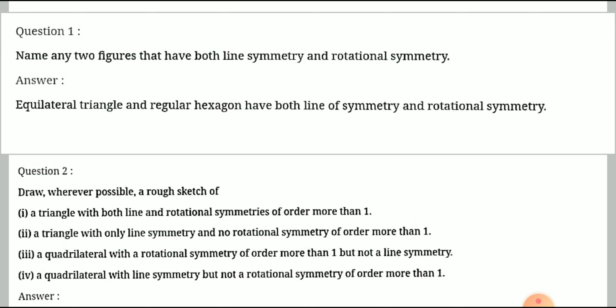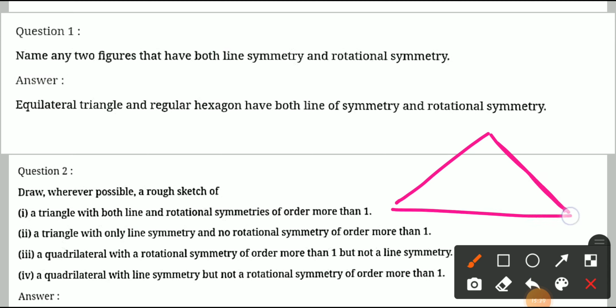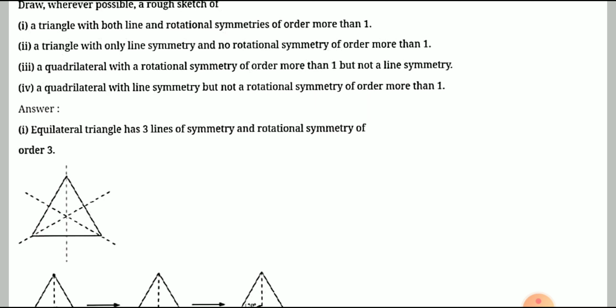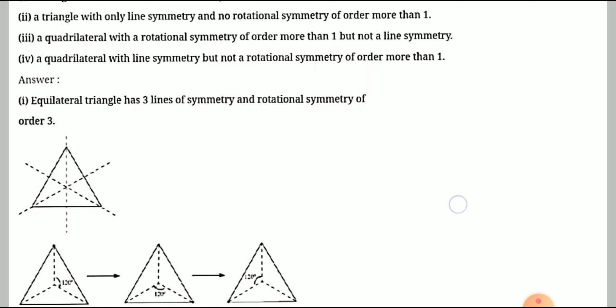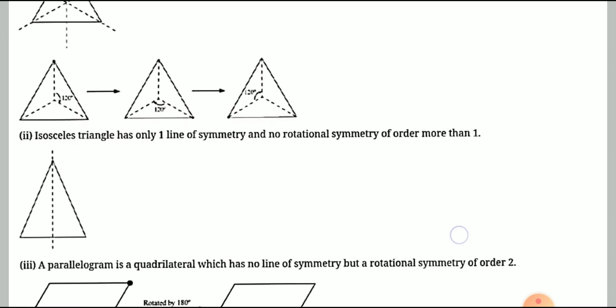Now next, a triangle with only line symmetry and no rotational symmetry of order more than one. There is a triangle which can have only line symmetry but no rotational symmetry. This is an isosceles triangle. Okay, see how you have to draw. This is the answer of the first one, and afterward you have to show it like this. And the second is an isosceles triangle.